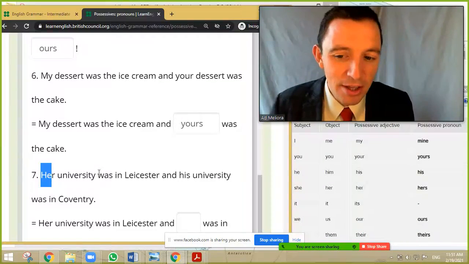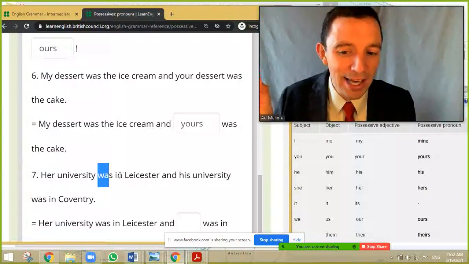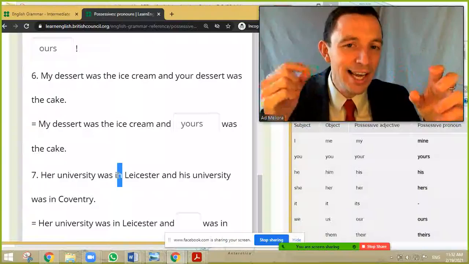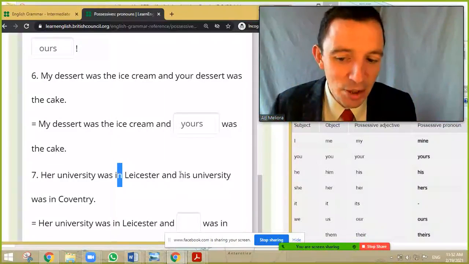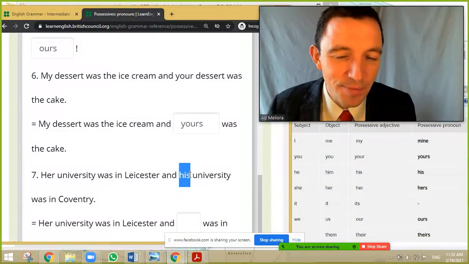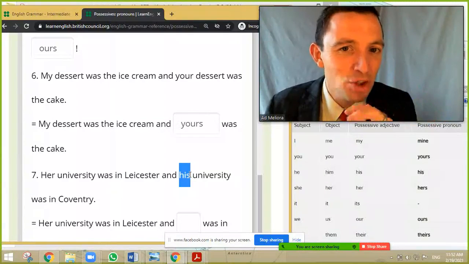Possessive adjective. The verb to be. I am, but the university was in the past. In is the preposition for the city, in Dublin, in Ireland for the country, in for the city. And his university, again the same, possessive adjective. So masculine. This is very, very important. It's simple, but it's so important.